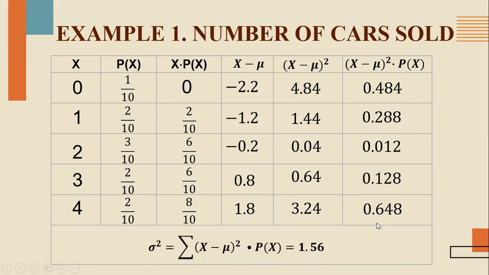And then lastly, to solve for the variance, we will just get the sum of the last column. So the sum is 1.86.